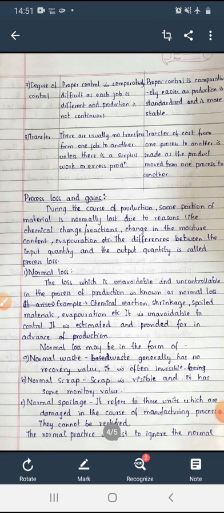Next one is the transfer. There are usually no transfers from one job to another unless there is surplus work or excess production. There is no transfer of materials or anything from one job to another, because jobs are different from one to another. But under process costing, transfer of cost from one process to another is made as the product moves from one process to another. Transfer is compulsory under process costing. These are the main differences between job costing and process costing.